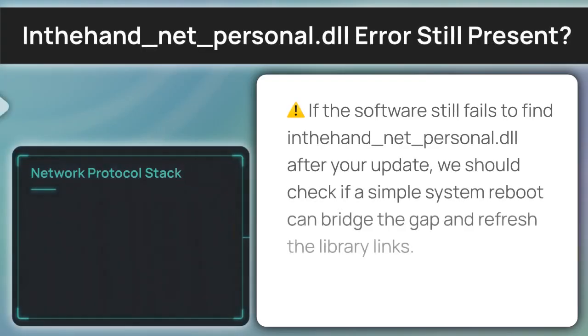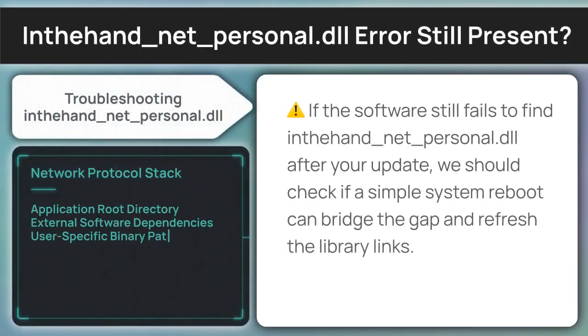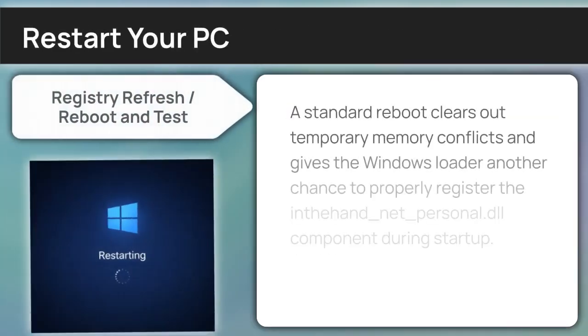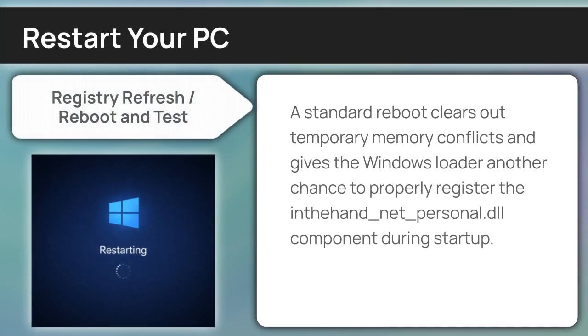When a fresh installer fails to clear the error, it typically points toward a deeper conflict within the Windows execution layer. A quick reboot can determine if the error is transient. While it won't fix a deleted file, it can re-establish the connection between your software and the In The Hand .NET Personal Library file if the path was temporarily busy.